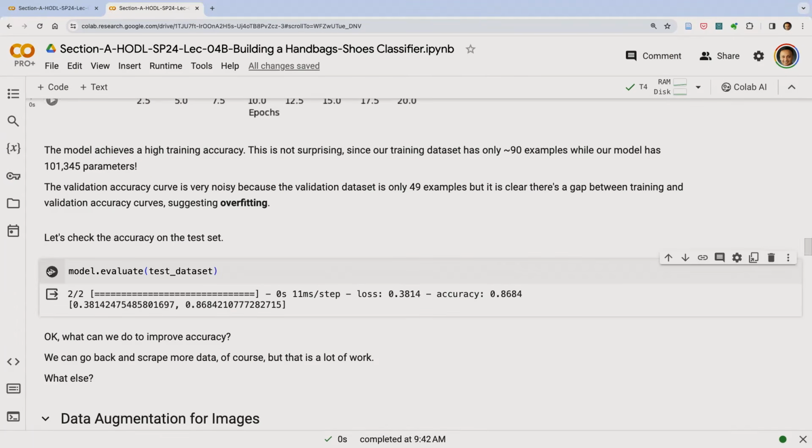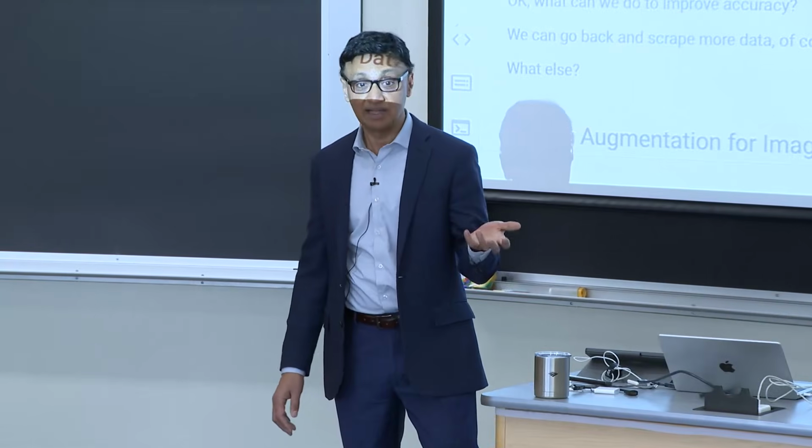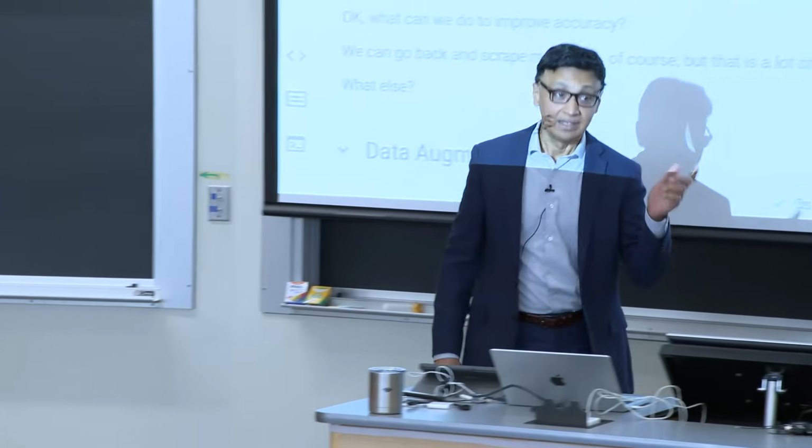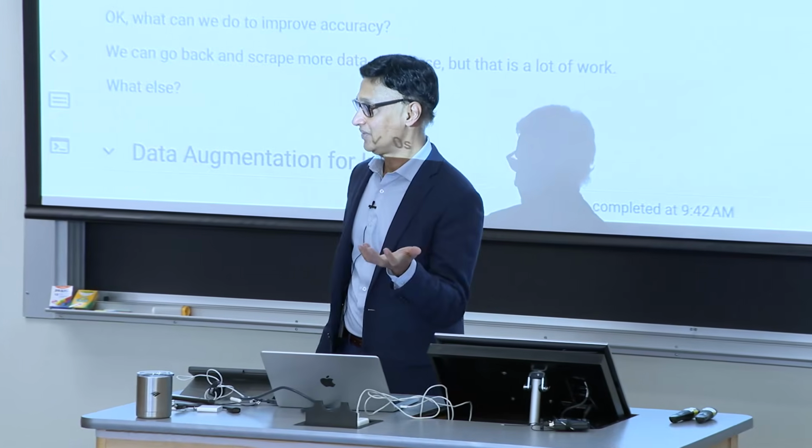So let's just evaluate it anyway to see what happens. Okay, so it gets to 87% accuracy on this data set. It's actually pretty good, given that we only have 100 examples. So 87% accuracy, but we did everything from scratch, okay?